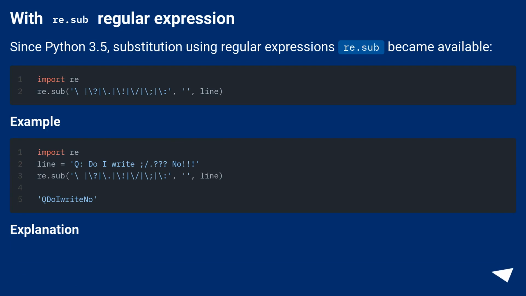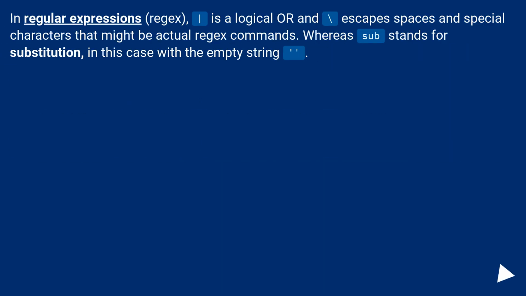With re.sub regular expression. Since Python 3.5, substitution using regular expressions re.sub became available. Example. Explanation. In regular expressions, the pipe is a logical or, and we escape spaces and special characters that might be actual regex commands, whereas sub stands for substitution, in this case with the empty string.